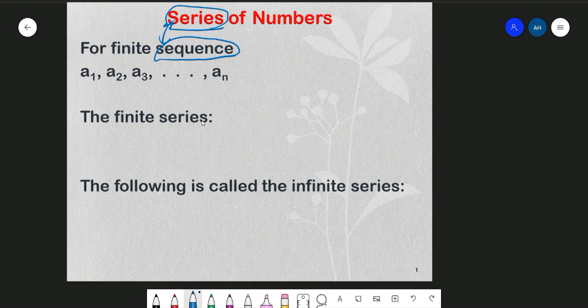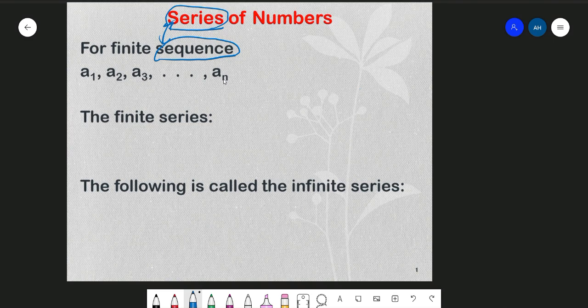Remember last time when we talked about the sequence of numbers, that is the list of numbers following certain rules, a certain order, a certain formula. That's what we call a sequence. Now, if we add the terms in the sequence, it becomes a series. Like this one, we have A1, the first term, A2, the second term, A3, the third term, up to An.